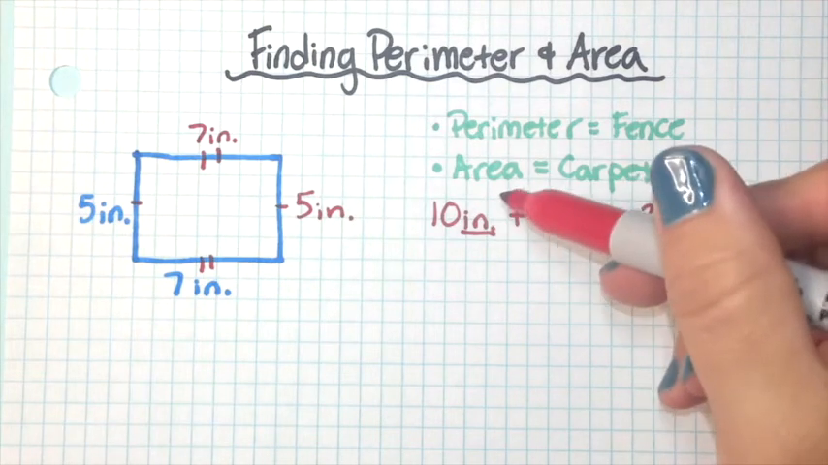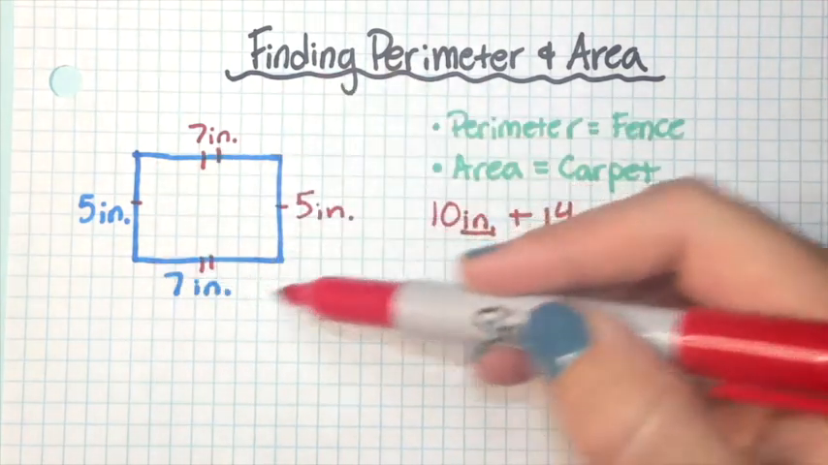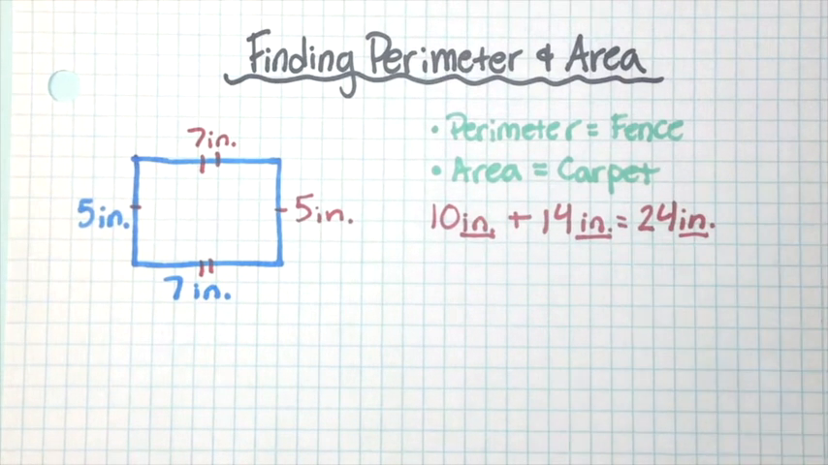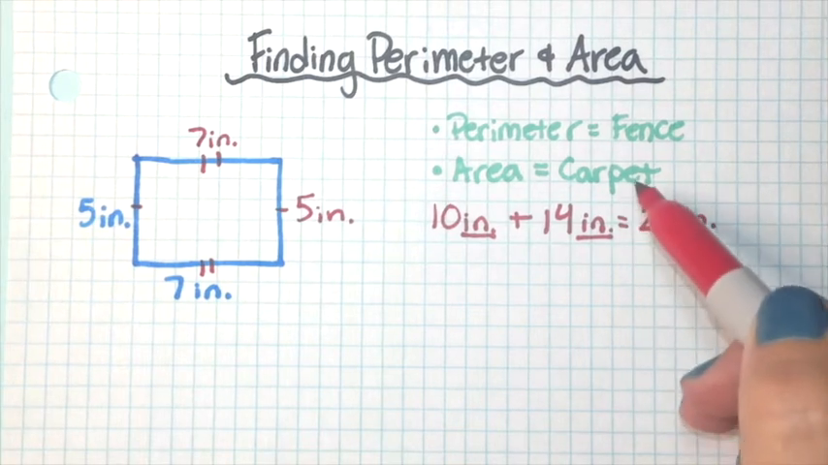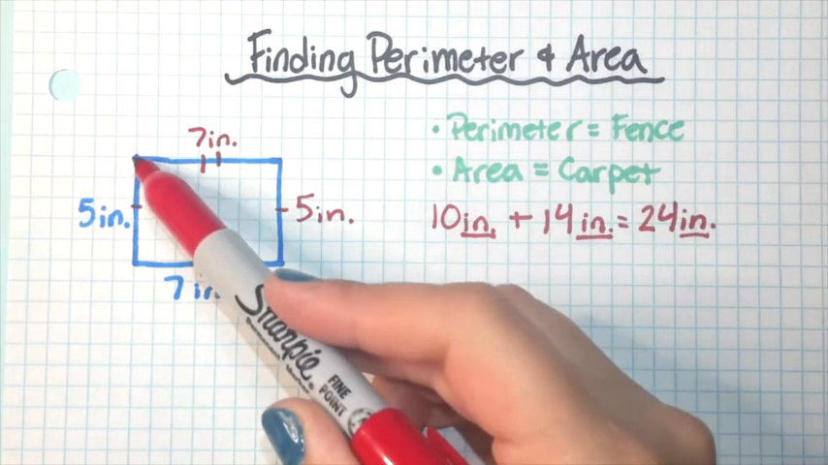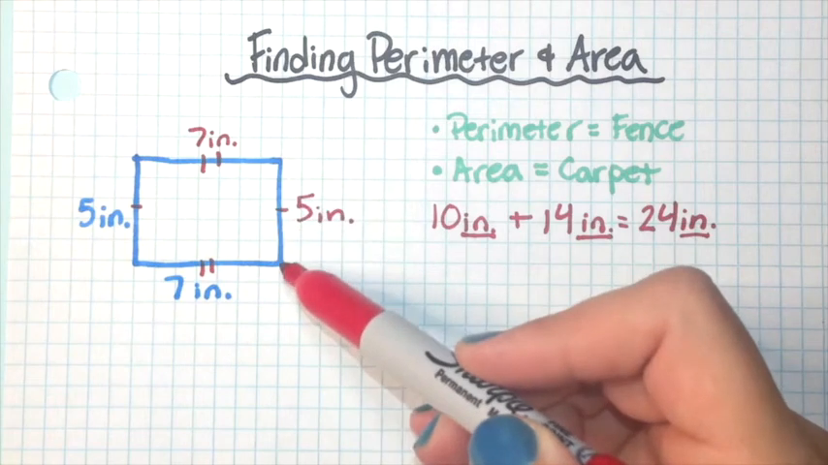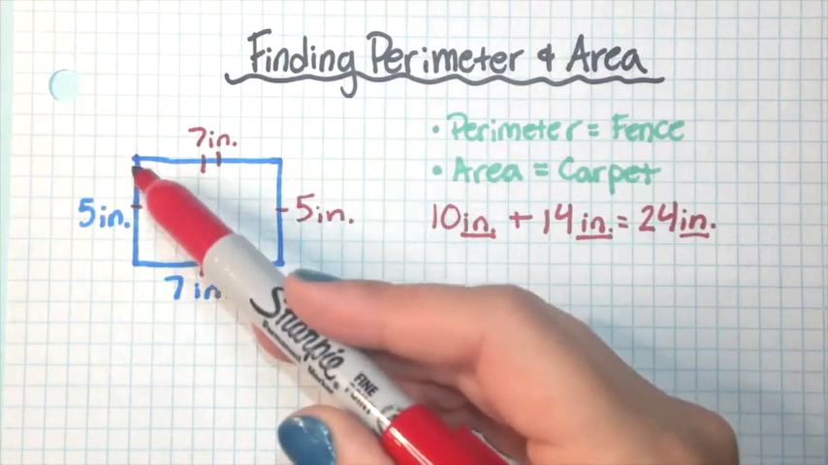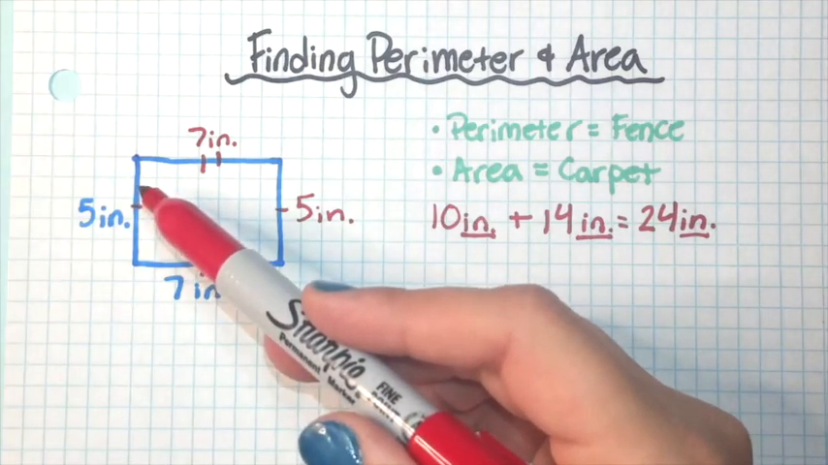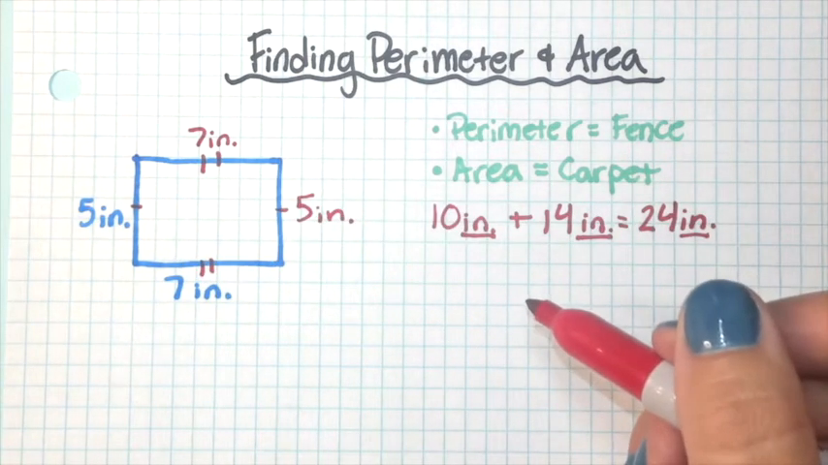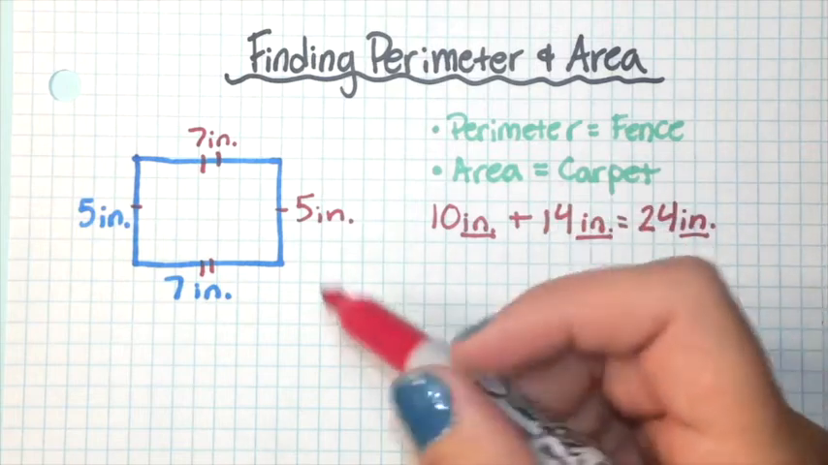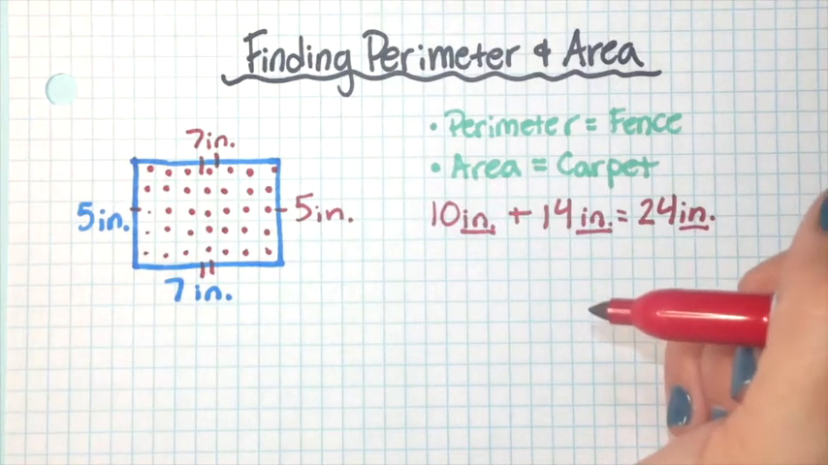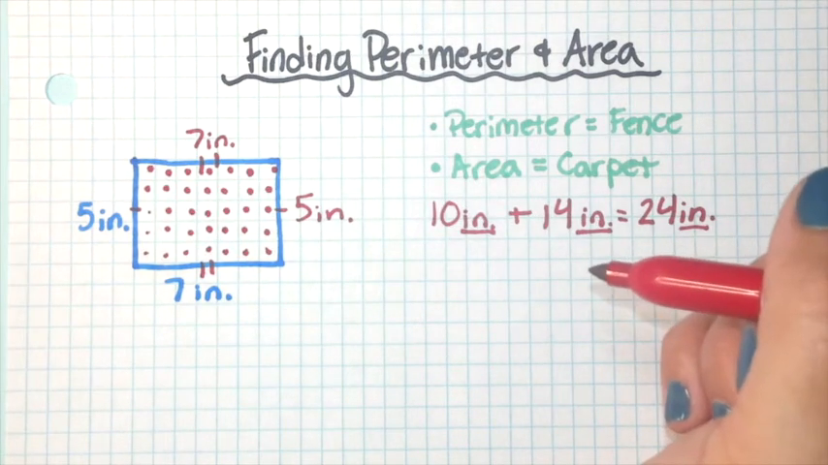Now, area. Now that we understand how to find perimeter of something, let's find the area. The area, think of a carpet. It's not the length that goes around something, it's everything inside. Let's think of a carpet or the grass inside of the fence. There are two ways to find an area.